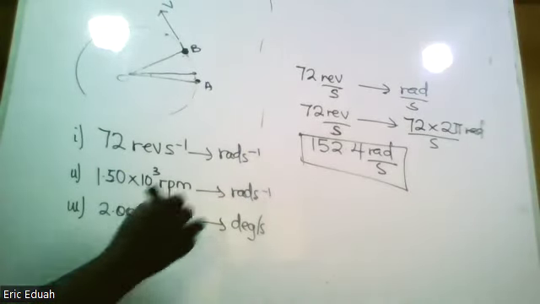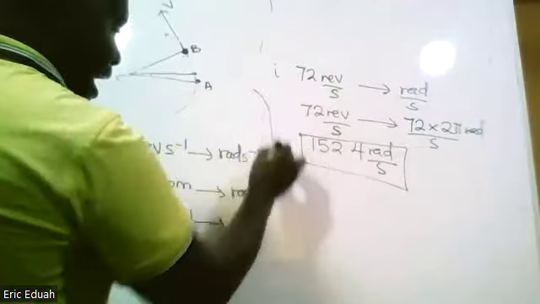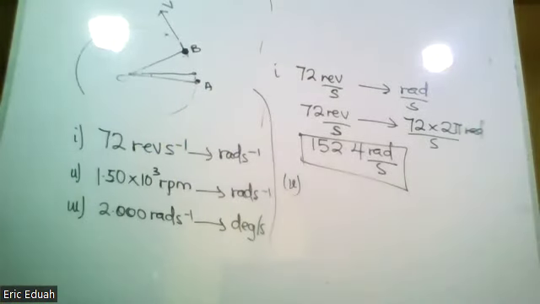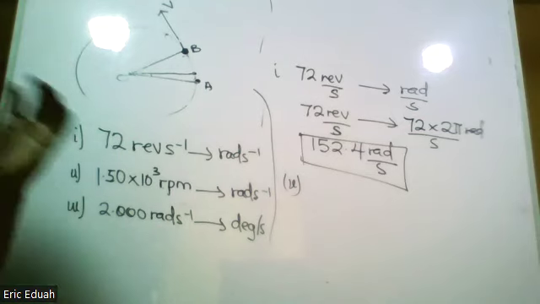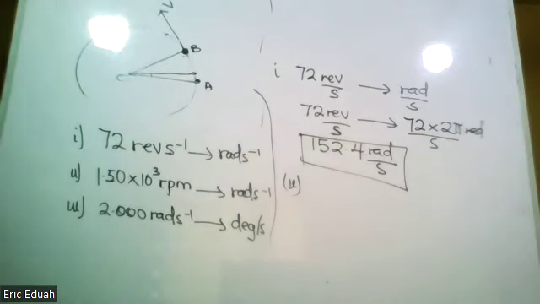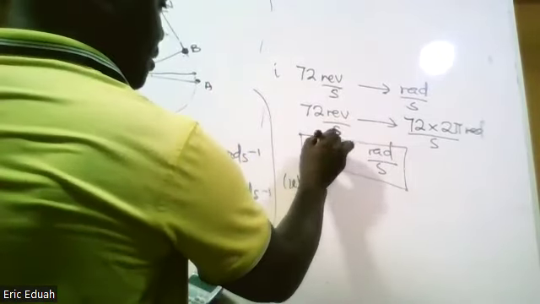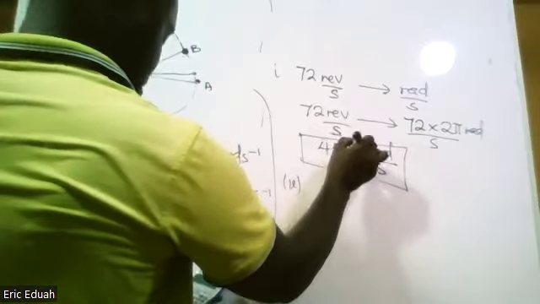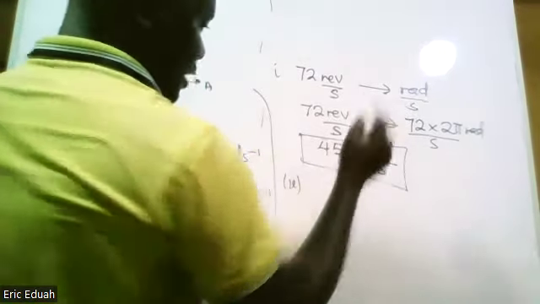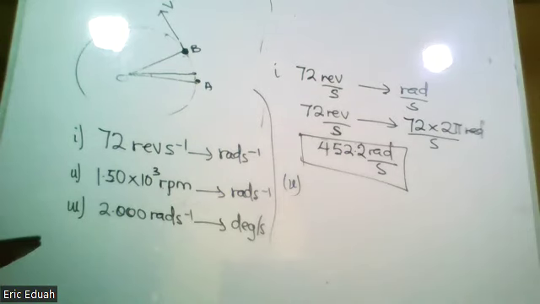Then II. Sir, please, is 400. Let me confirm. Okay, so 72 times 6.28 is 452.2 radian per second.